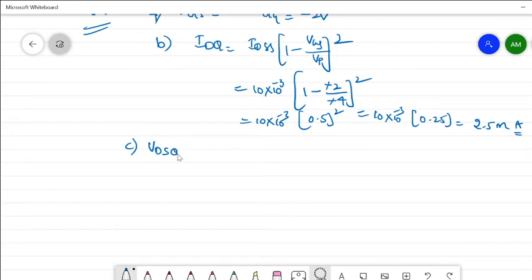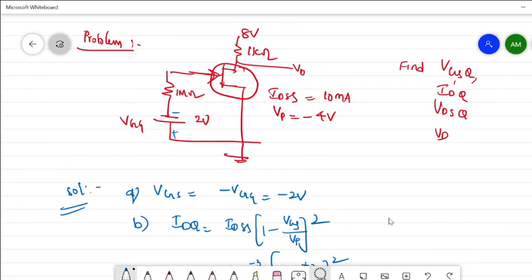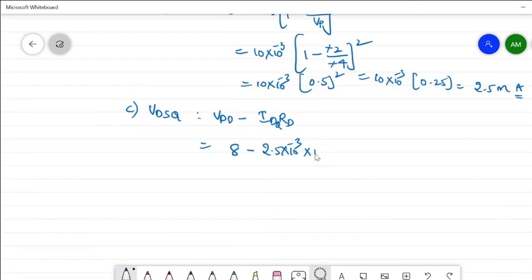Third bit, VDSQ. So VDSQ formula is VDD minus IDQ into RD. VDD value is 8 volts given in the question. Then IDQ is equal to 2.5 milliamperes, so 2.5 into 10 power minus 3. RD is also given in the question, RD value is 1 kilo ohm, so 1 into 10 power 3. So what is the answer? 8 minus, this cancels, 8 minus 2.5, 5.5 volts.